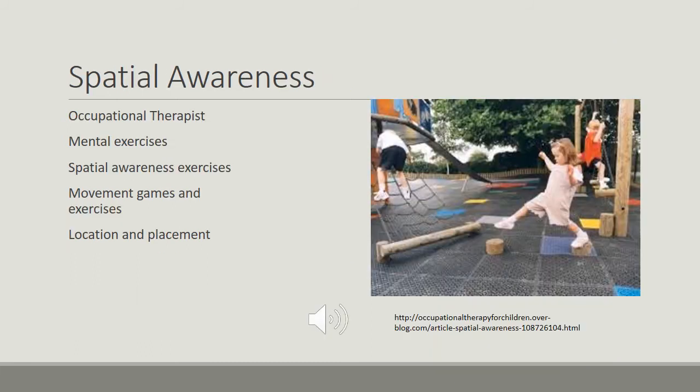It's great to be represented here by the picture of the kiddos on the playground. That spatial awareness is huge. So talking about spatial awareness, whether it's through occupational therapy, mental exercises, spatial awareness exercises, movement games, or location and placement drills, being able to figure out where things are in place to work on that precision can really take you a long way.